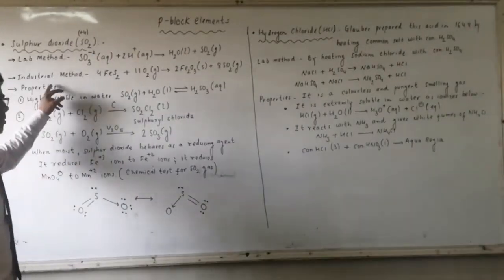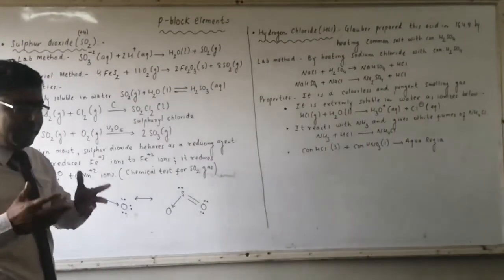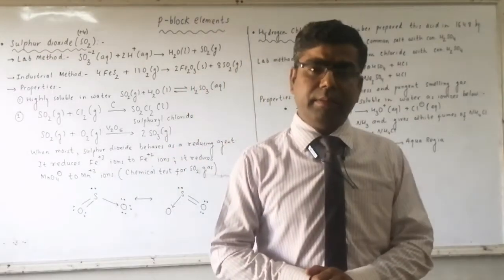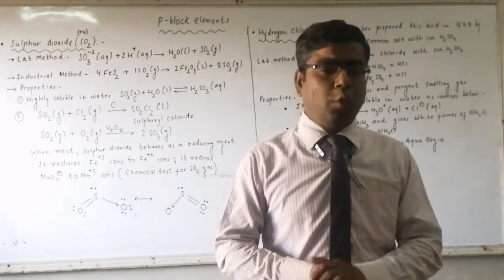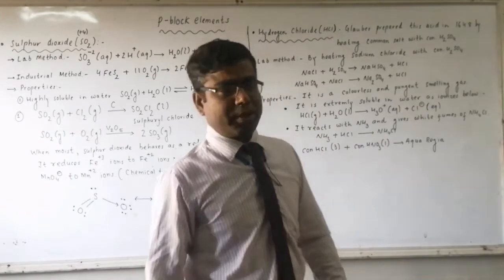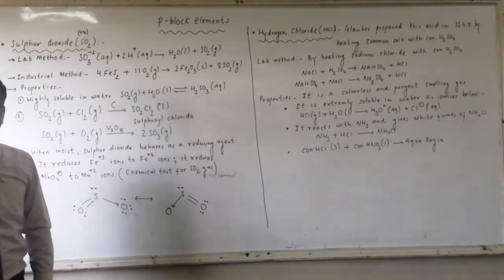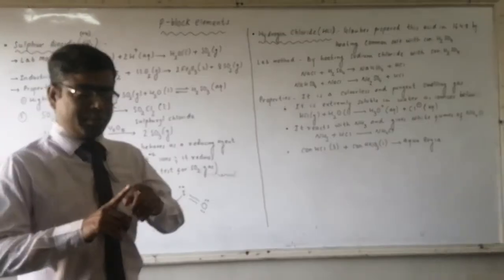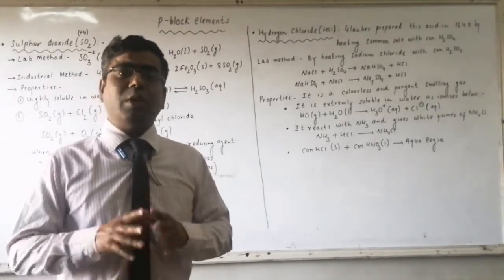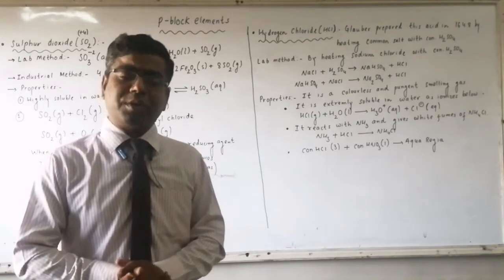Then we have industrial method. On large scale, how it is prepared, that is your industrial method. So on large scale, it is prepared by roasting of sulfide ore. Roasting. It's not a new term. There are two terms, calcination and roasting. When ore is heated in absence of oxygen, it is called calcination. When ore is heated in presence of oxygen, this is called roasting.